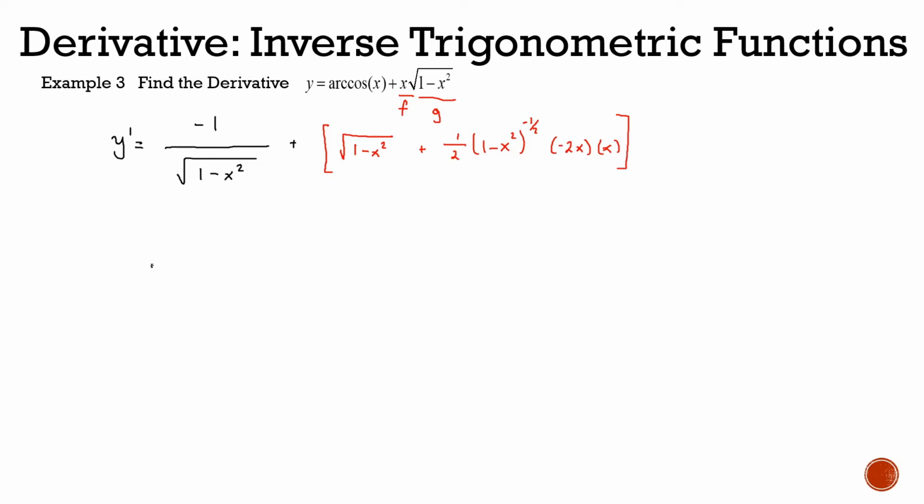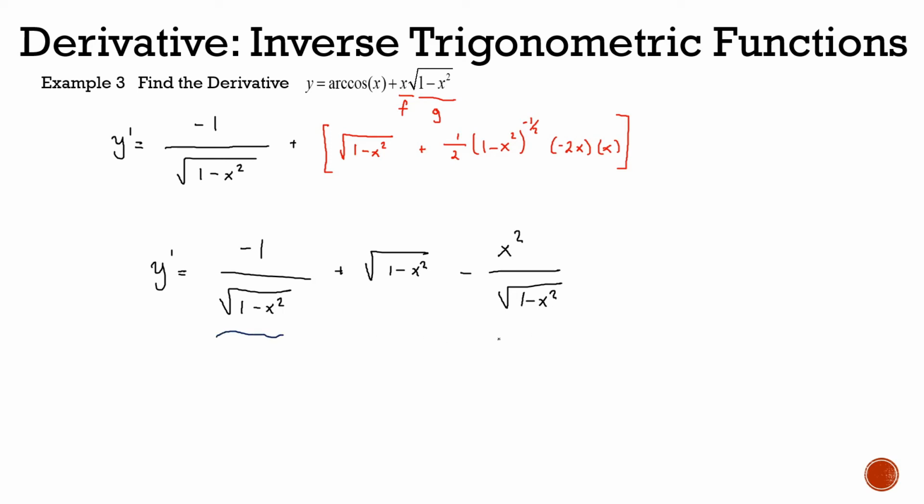So now let's simplify this. Y prime is equal to negative 1 over square root of 1 minus x squared, plus radical 1 minus x squared minus x squared over radical 1 minus x squared. These two terms can be combined. So if you combine those two fractions, you should have y prime is equal to negative 1 minus x squared over radical 1 minus x squared plus radical 1 minus x squared.